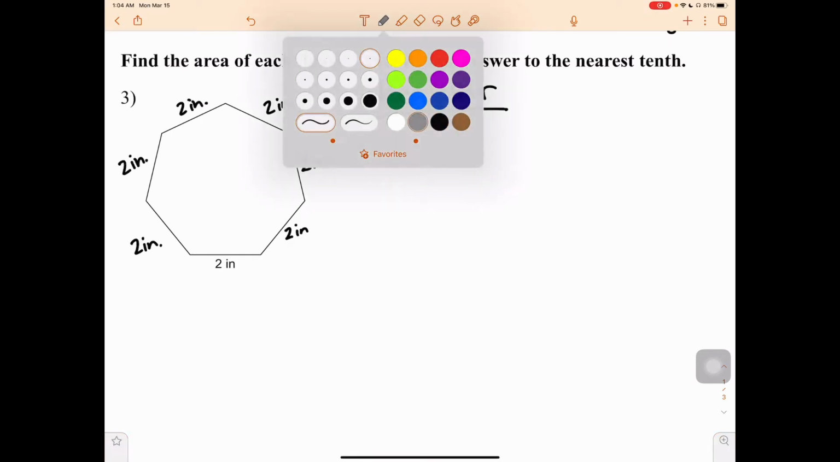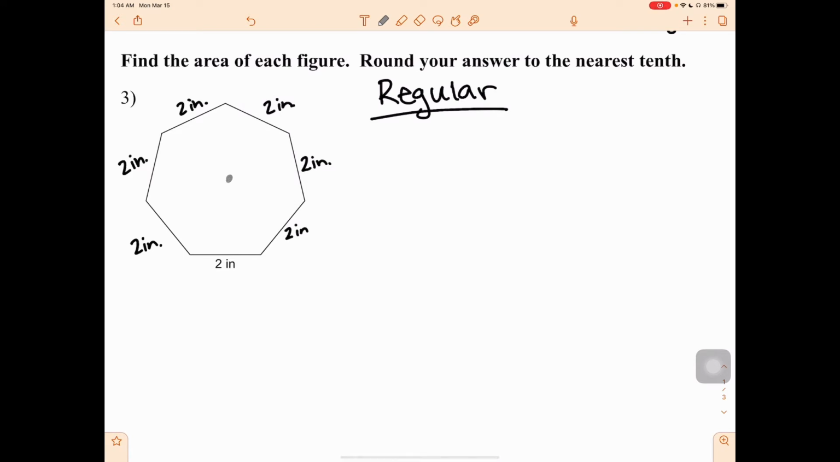And then if I were to split up the inside, so let's say this is my center, I can draw equivalent isosceles triangles if it's a regular polygon. And again, in this case, this is a regular polygon. Even though the directions did not specify it, it is a regular polygon. Okay, that's what I'm telling you.